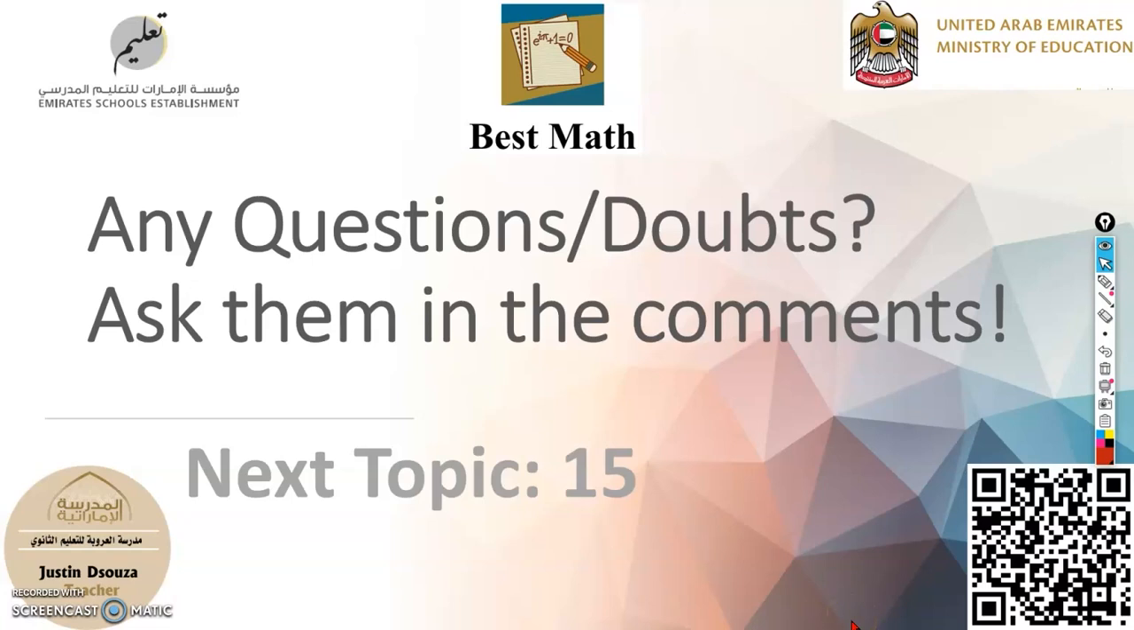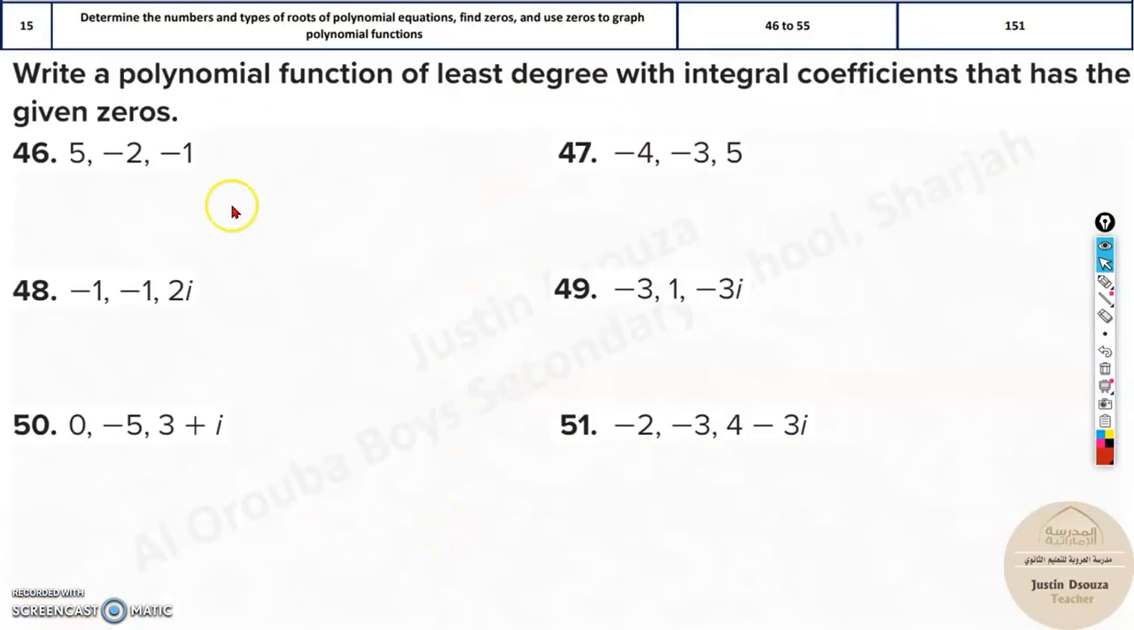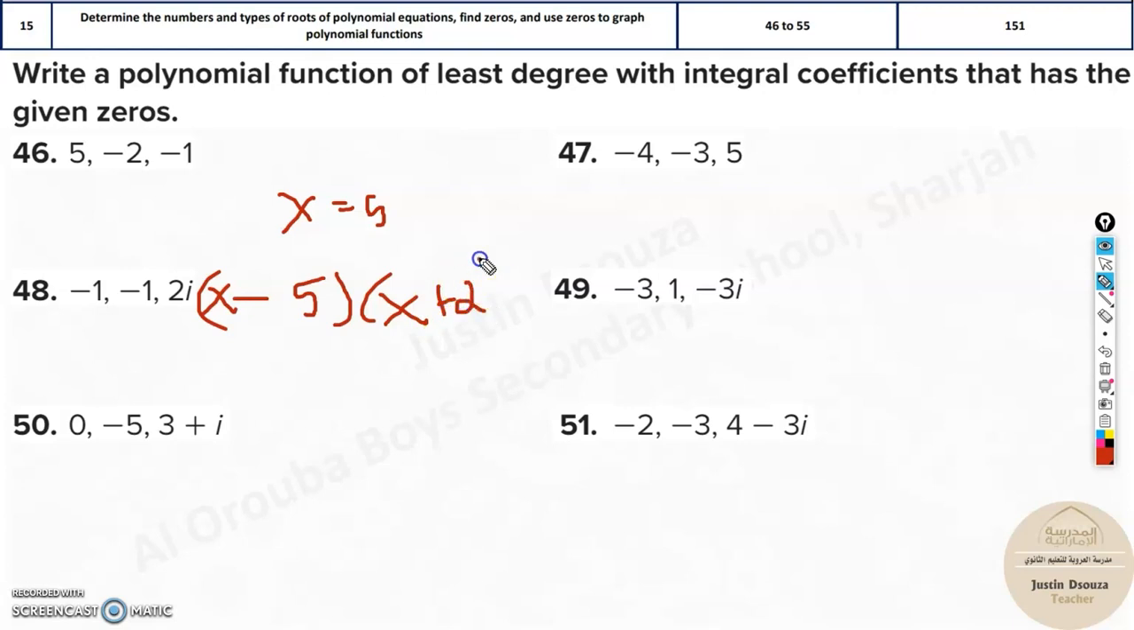The 15th topic is an interesting topic where we have been given the zeros, and then we need to find the polynomial function, the least polynomial function. There are plenty of ways to do this. One way is, if x is equal to 5, you can take it inside. The factor would be x minus 5, then x plus 2 and x plus 1.